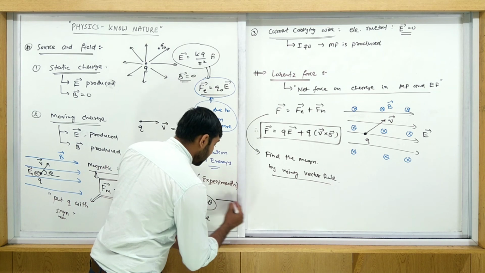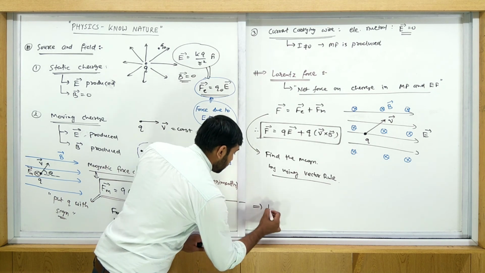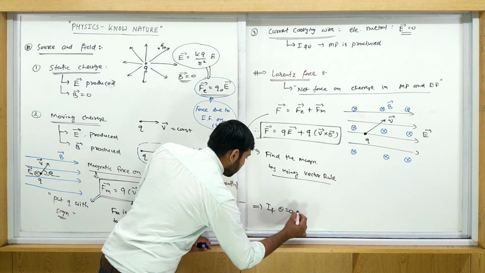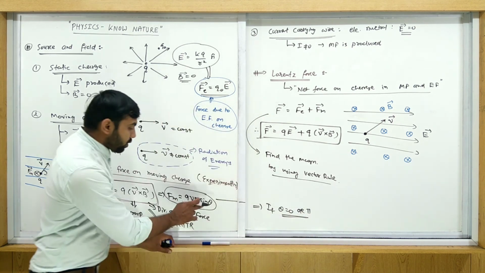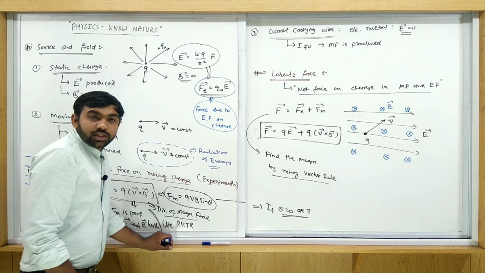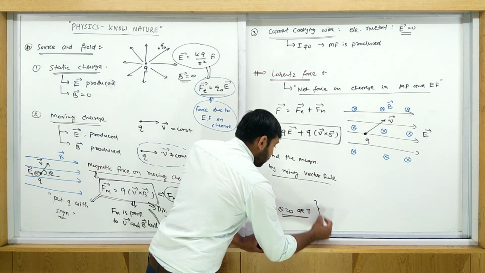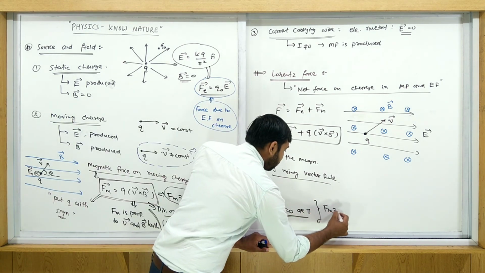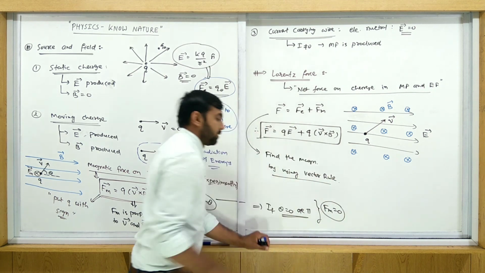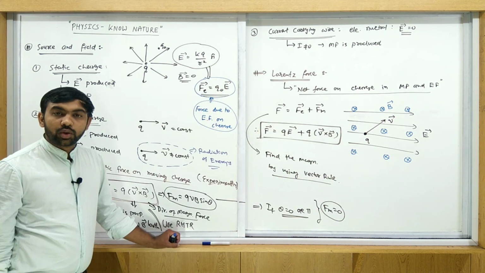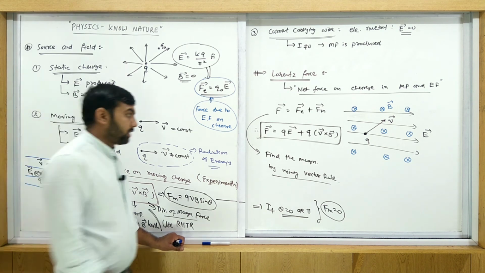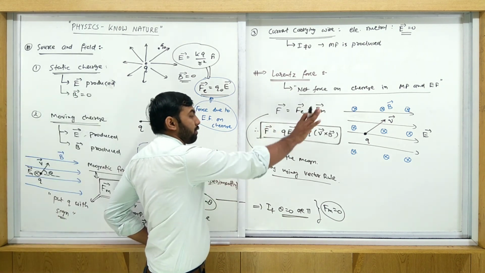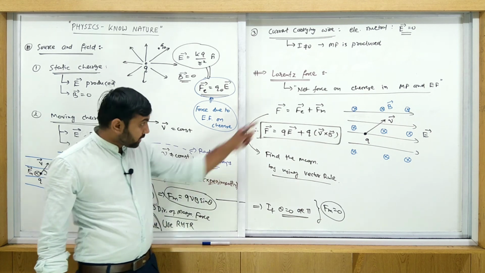So here you must write, if theta is equal to 0 or pi, so sin 0 कितना होता है इसमें? 0. sin pi भी कितना होता है? 0. So अगर ऐसा कोई केस है तो फिर मैग्नेटिक फोर्स कितना हो जाएगा? 0. Magnetic force is what? 0. So at that time only electric field force is applied. At that time only you consider Fe here, Fm you put Fm is equal to 0 in this equation.